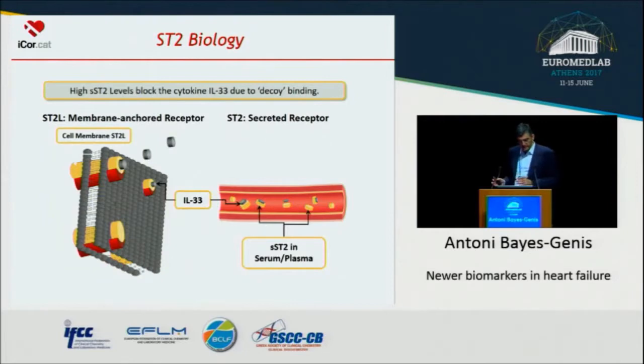ST2 we can find in 2 different forms in biology. It can be in the form of a ligand, ST2L, which is a membrane anchored receptor for interleukin-33, or we can find it in a secreted way, soluble ST2, which is found in serum and plasma and can be easily measured nowadays.